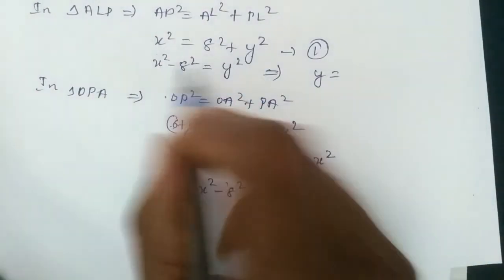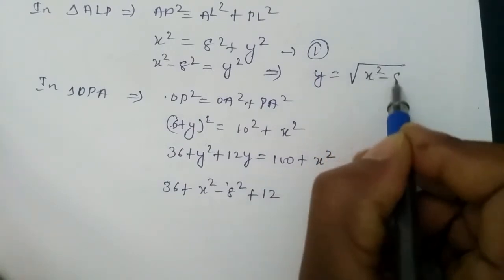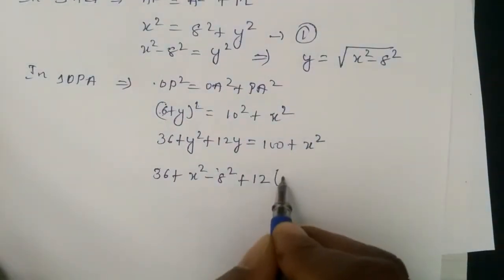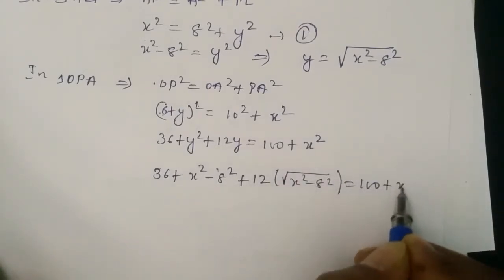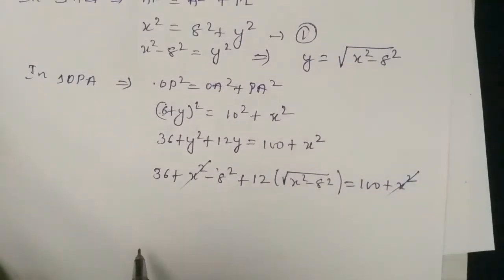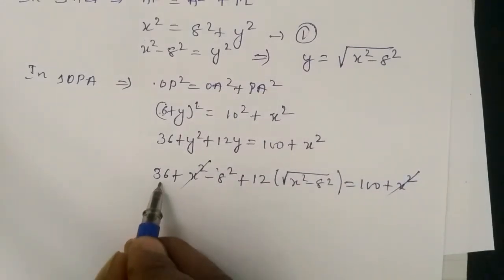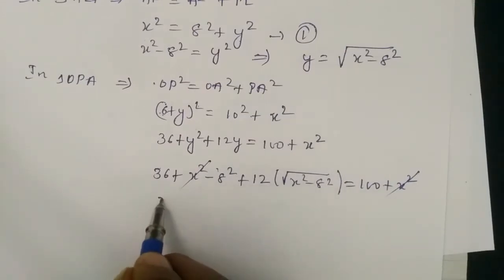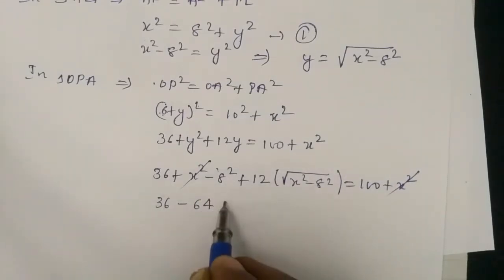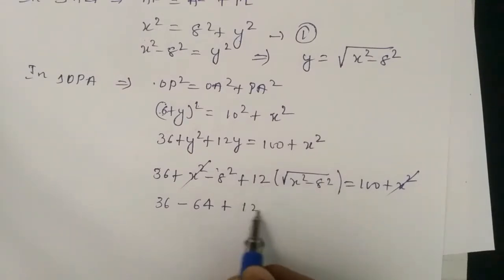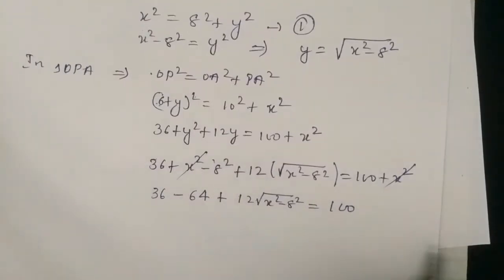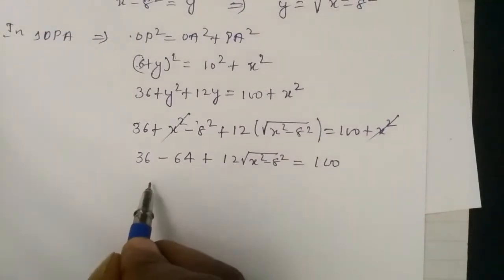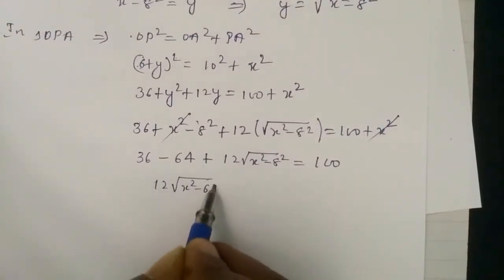we take square root this side, square root of x square minus 8 square. So we write square root of x square minus 8 square equal to 100 plus x square. Both the side x square get cancelled. It is 36 minus 64. It is 36 minus 64 plus 12 root of x square minus 8 square, that is 64, equal to 100 we got.